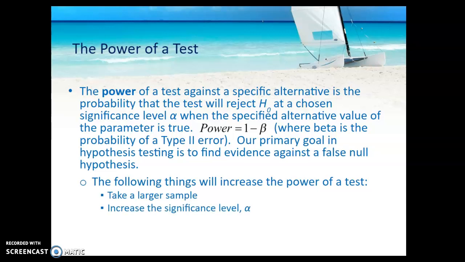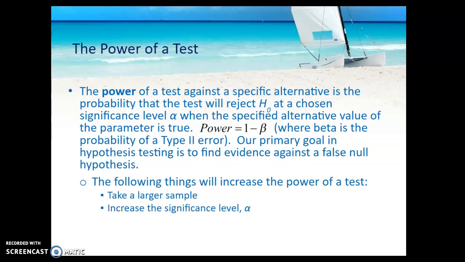Another thing that we can do to increase the power of a test is to increase our level of significance. If you go, say, from a level of significance of 0.05 to 0.10, now you only need your p-value to be less than 0.10, not less than 0.05. And it's easier to get a p-value that's less than 0.10 than it is to get a p-value that's less than 0.05. So increasing the level of significance is another means of increasing the power of a test.